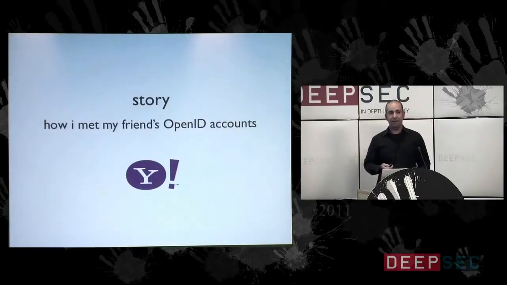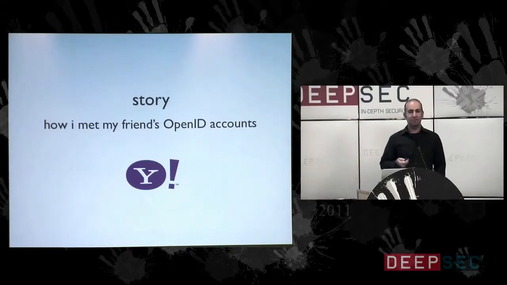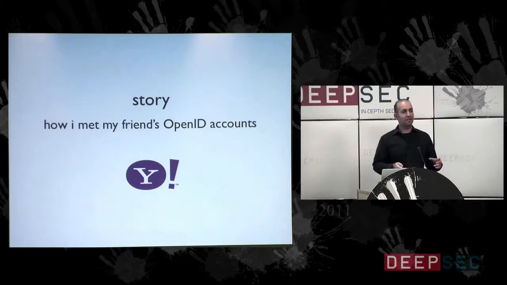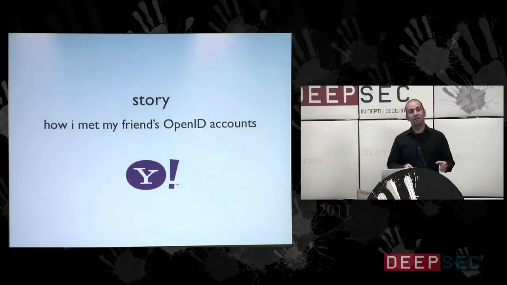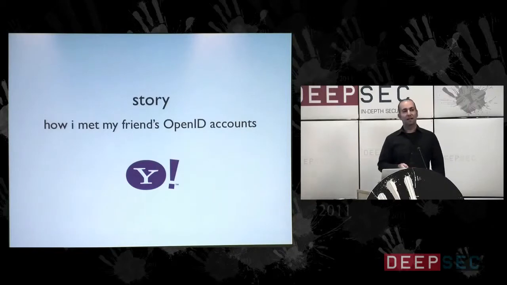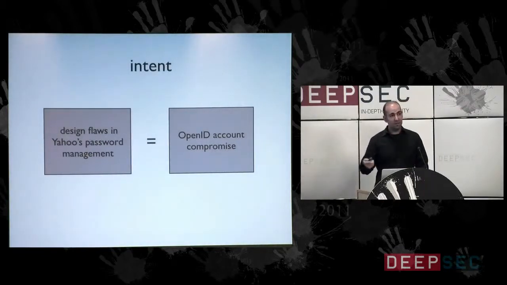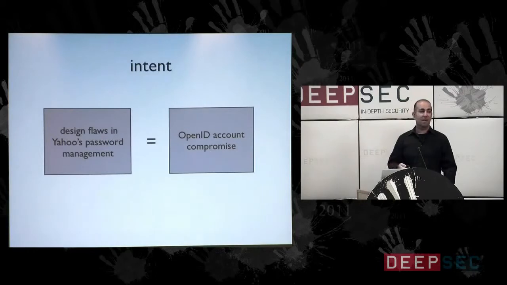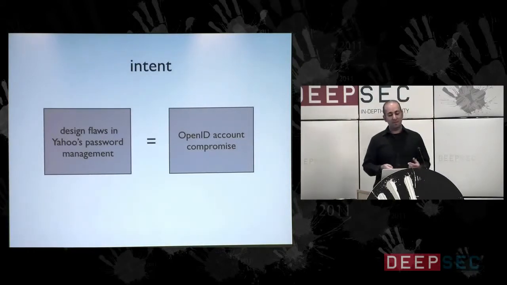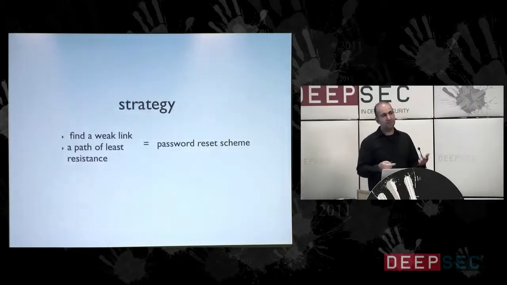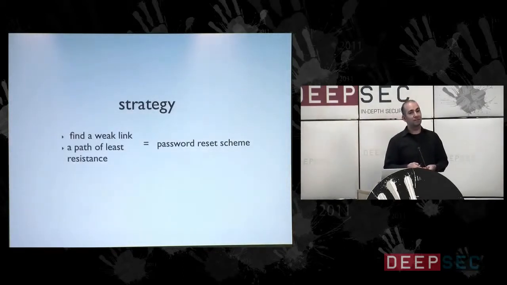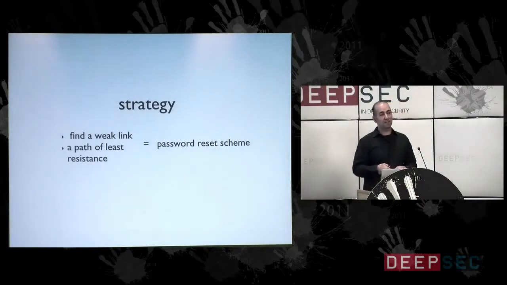So I have a friend who, a couple years ago, was a big OpenID proponent. He talked about how great OpenID is, and he can use his Yahoo OpenID account to access all these Web 2.0 sites. So I decided to spend some time one day to see if I could compromise his Yahoo OpenID account. The goal here was to use some design flaws in Yahoo's password management scheme to compromise his account. After doing a lot of research, obviously I found out that the weakest link is Yahoo's password reset scheme.